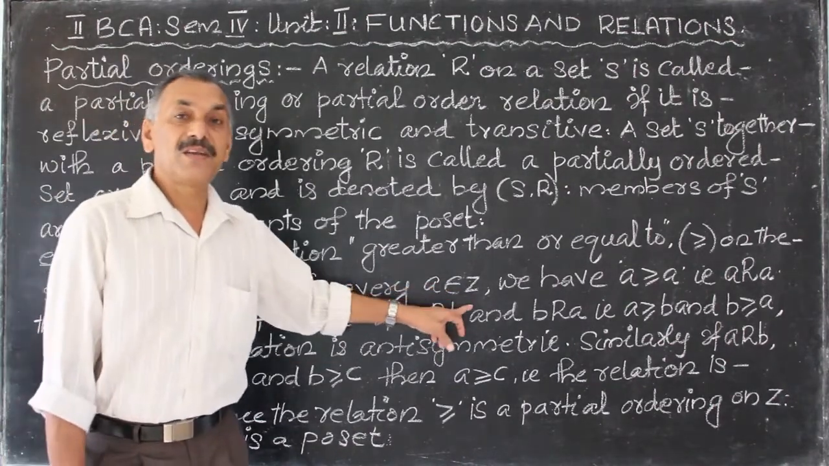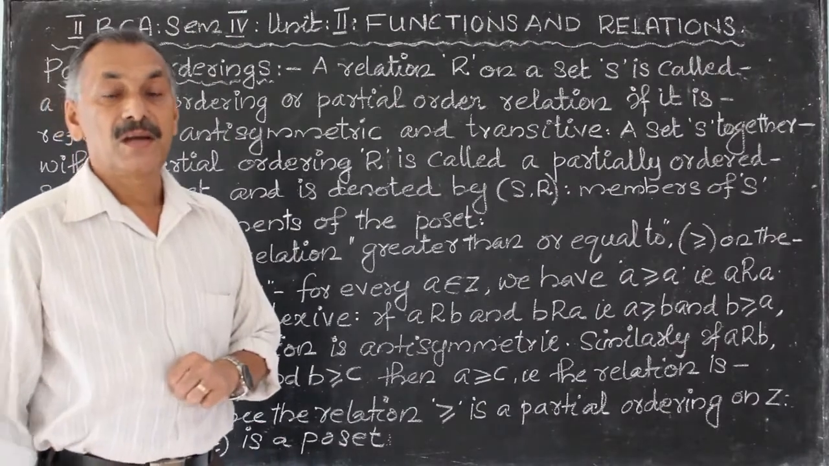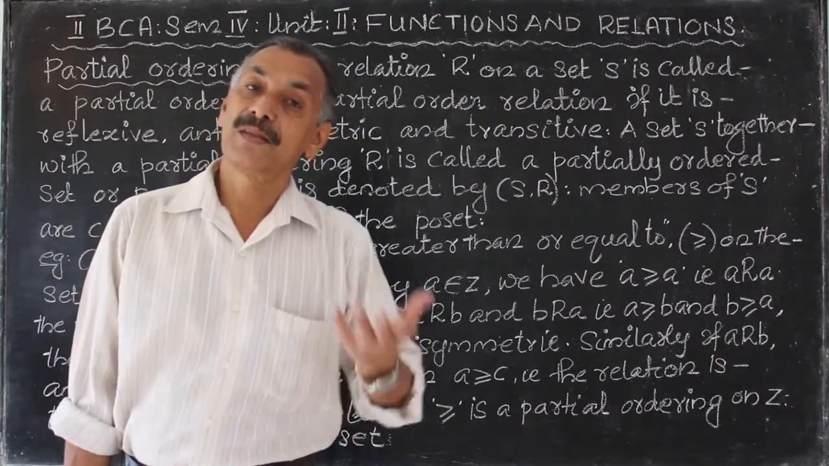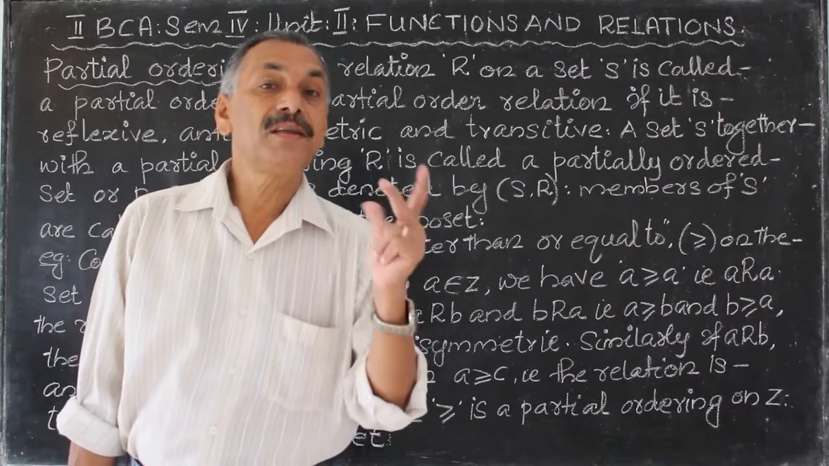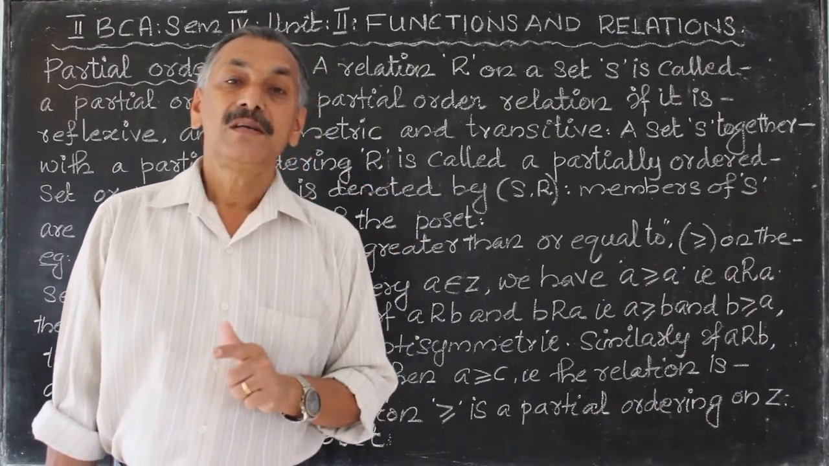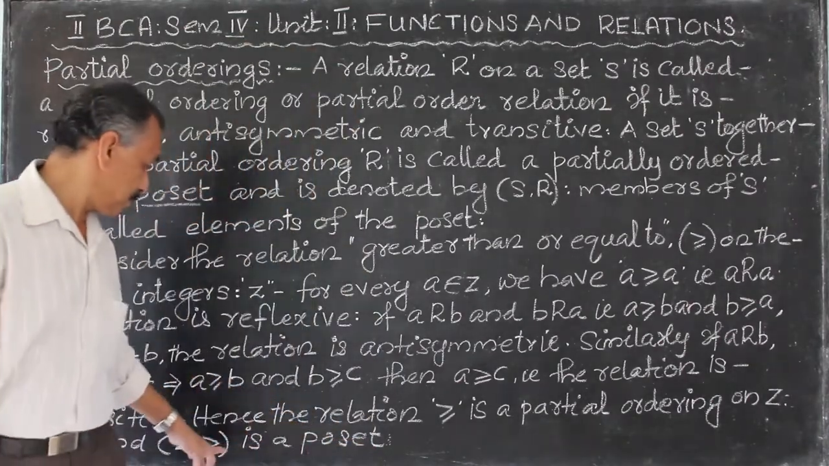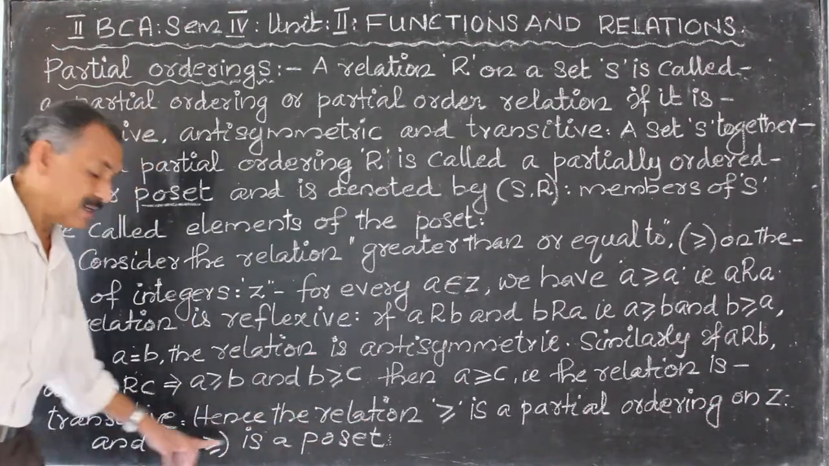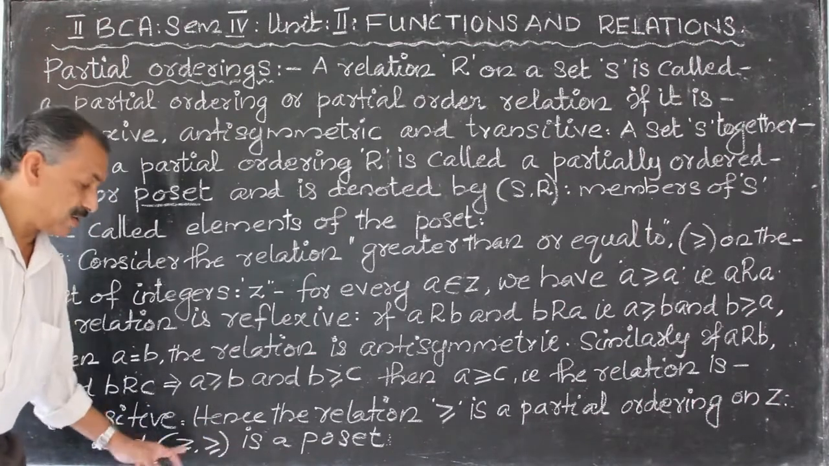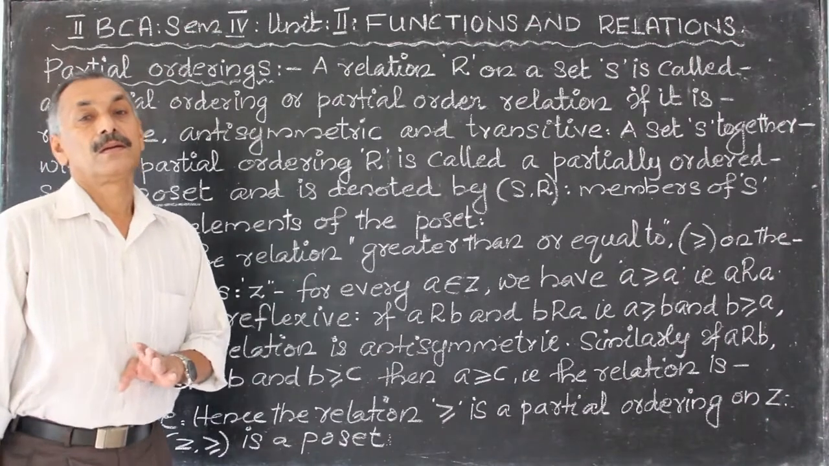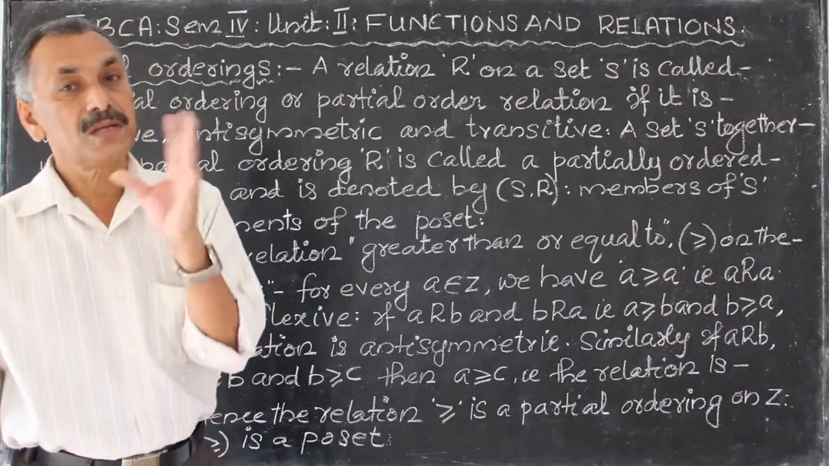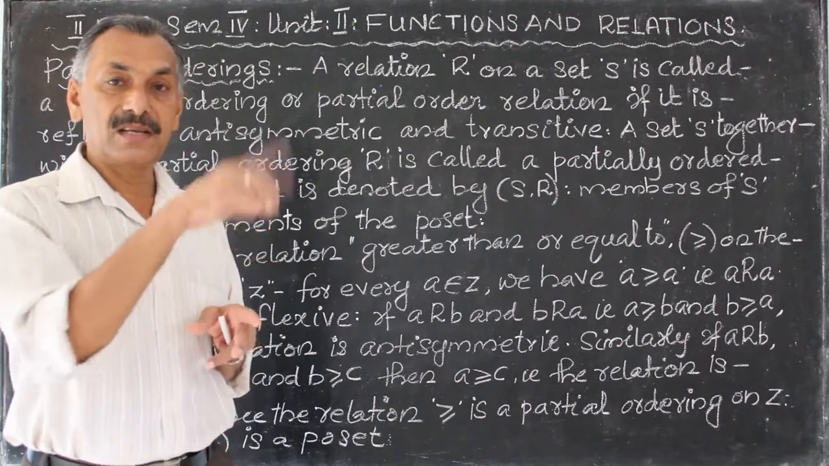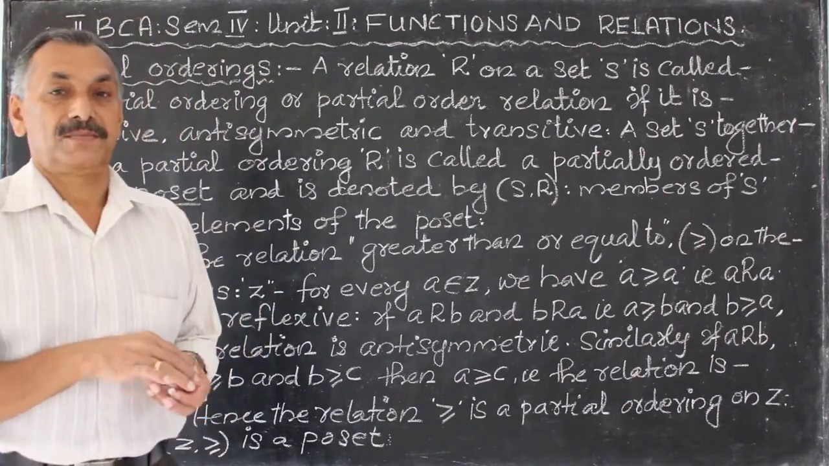Then consider the set of integers, where we define the relation greater than or equal to, or less than or equal to. The relation is reflexive, anti-symmetric and transitive. So the set with less than or equal to, or greater than or equal to, is a poset. Then what do you mean by a poset? A poset means a set S together with a partial order relation defined on it.